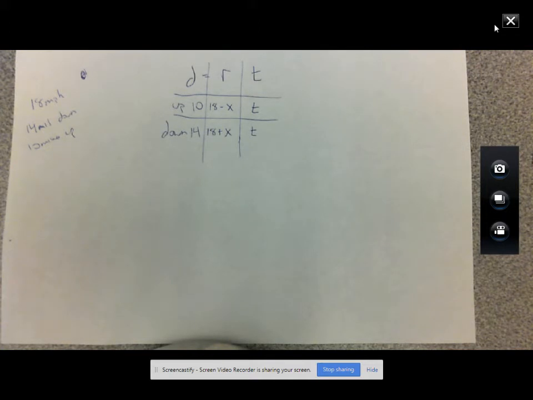Sometimes we'll have to combine time together. It'll say a total time of 8 hours or a total time of 5 hours. We're going to be adding these things together. In this case, they're equal.